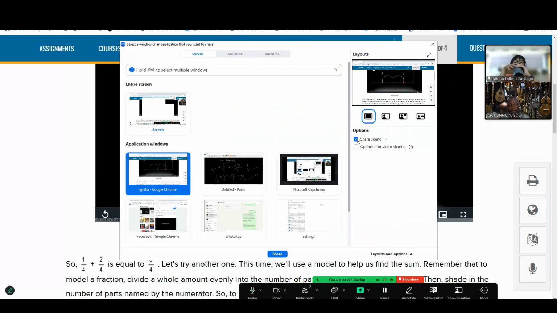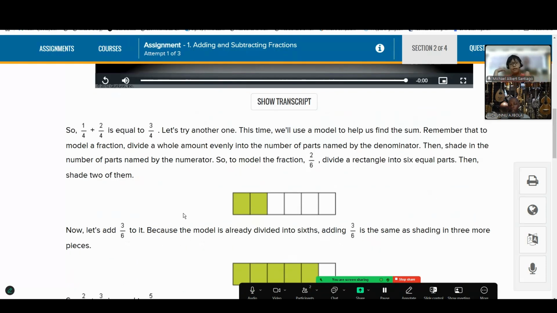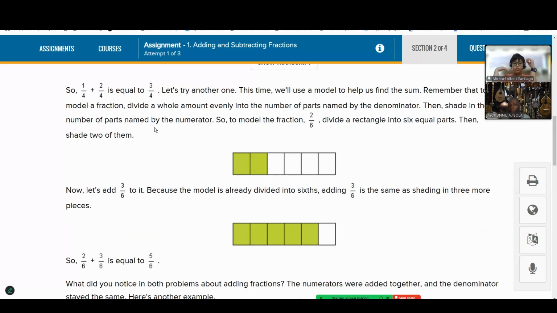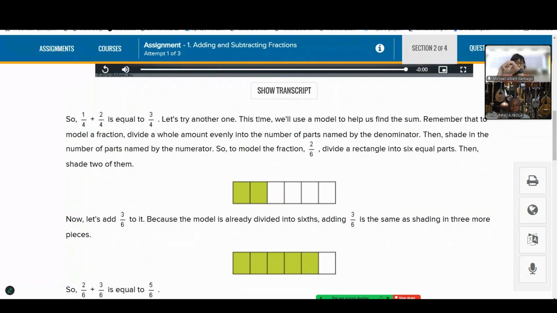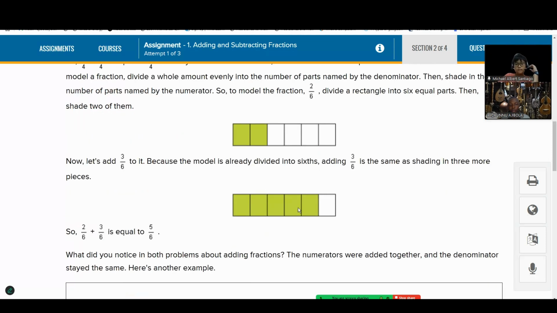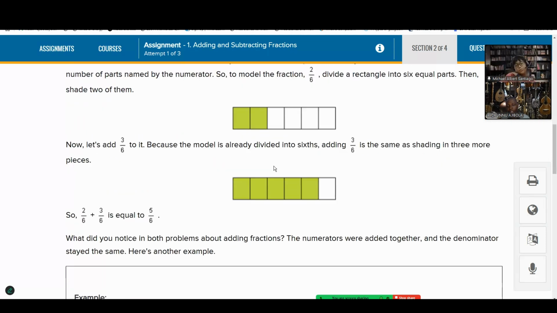Okay, so we're going to move on now. This is just the explanation. Now it says, let's try another one. This time we'll use a model to help us find the sum. Remember that to model a fraction, divide the whole amount evenly into the number of parts named by the denominator. So, since this is 2 over 6, we have 6 portions. Then we shade 2 parts of it. Is that clear? Yes. And if it is 3 over 6, we're adding, so we add 3 more portions, 1, 2, 3. That makes us have shaded 5 portions out of 6 because they have the same denominators.